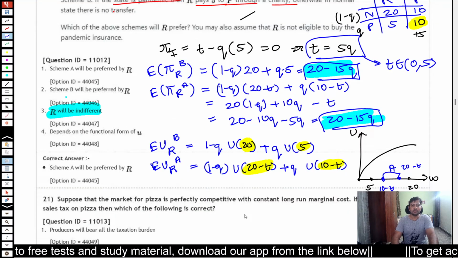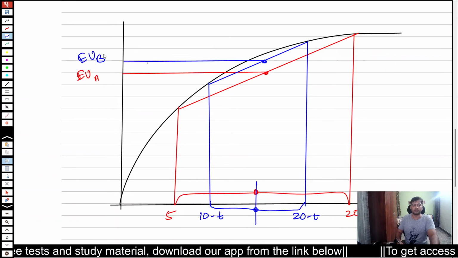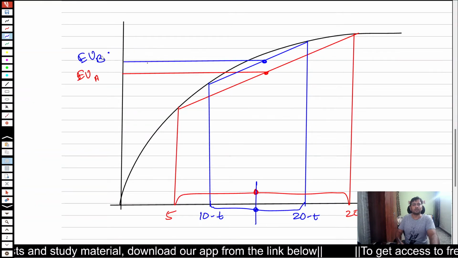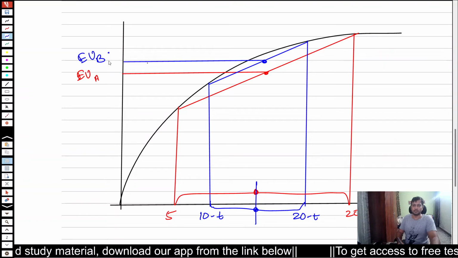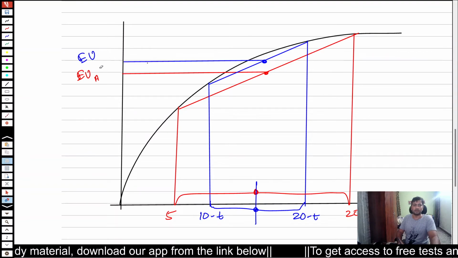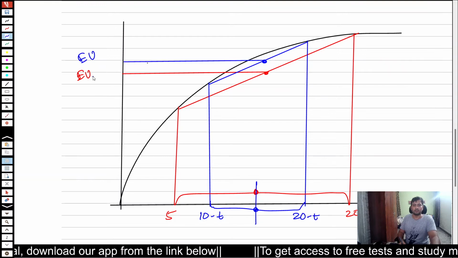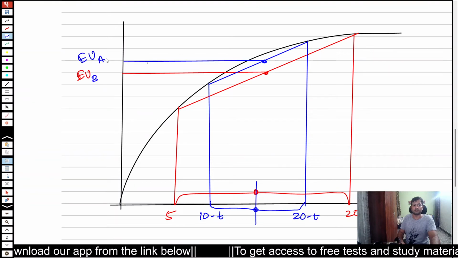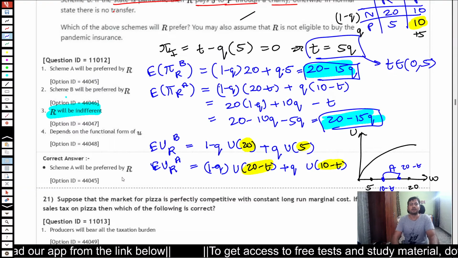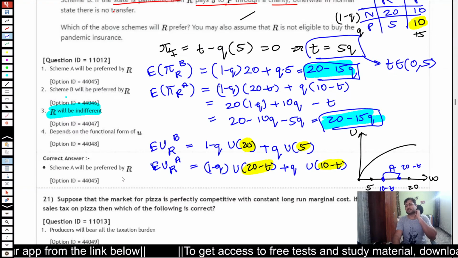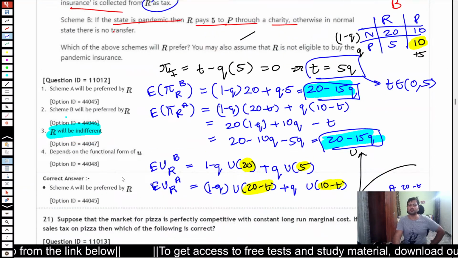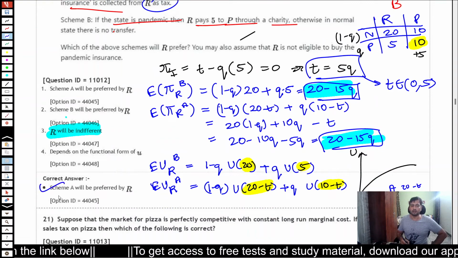Sorry, not scheme B, scheme A, sorry, I wrote it the wrong way around. But you know, right, the taxation scheme, that is better. So the taxation scheme we are going to call better. So this is basically your scheme B and this is your scheme A. Okay. So the taxation scheme is better, which is your scheme A. So that's why scheme A will be preferred.